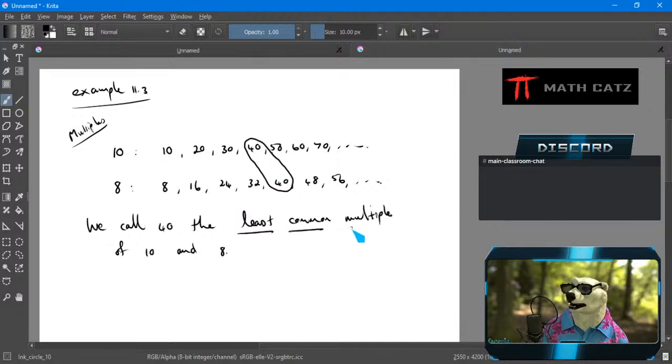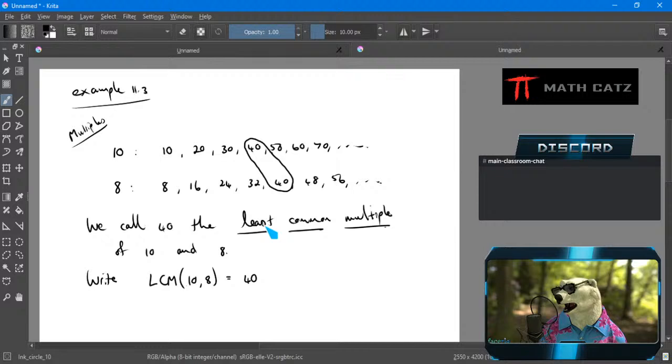So again, we have this 3-word concept, and we'll write LCM, least common multiple, and then of course the numbers in question need to be mentioned in brackets, and the answer is 40. Now, this is different than the greatest common factor. We had a factor list. Now we have a list of multiples.